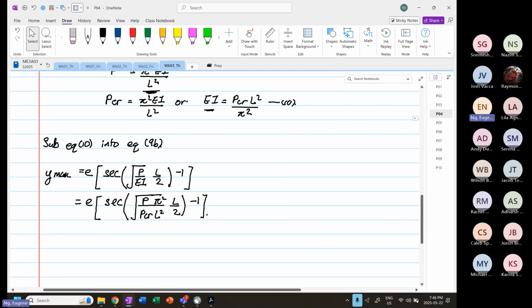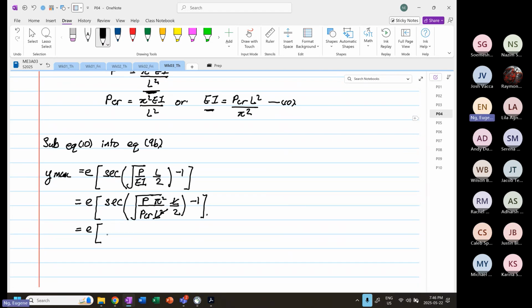So we can get rid of this, get rid of this. Therefore, E is equal to secant, right? We take out pi over 2, and then we are going to use the square root of P over PCR minus 1. Okay, and this is our Y max.